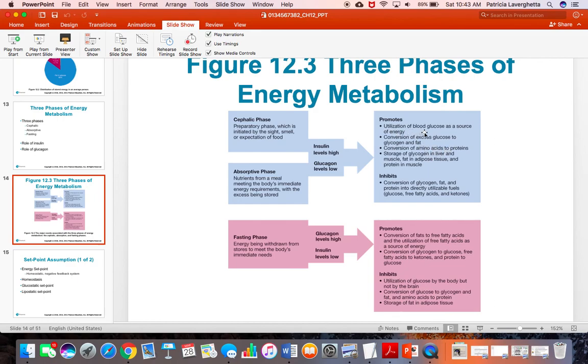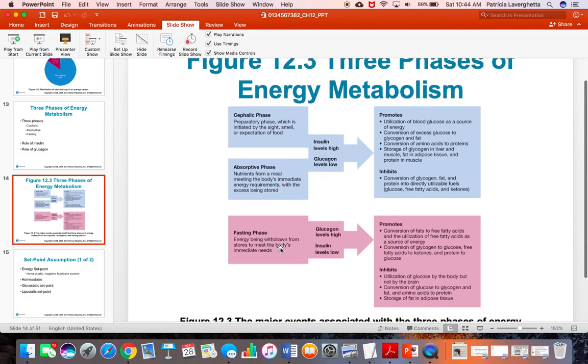So you can see here, utilization of blood glucose as a source of energy, conversion of excess glucose to glycogen and fat. So this is what happens. Anything you eat beyond your metabolic needs is going to be converted into fat storage and also glycogen, which is stored in the liver. You can see here, storage of glycogen in the liver and the muscle, fat in the adipose tissue, and protein in muscle. Then you have the absorptive phase, where you're getting your nutrients, and then fasting. This happens when you're, let's say, sleeping, when you go a number of hours without eating.